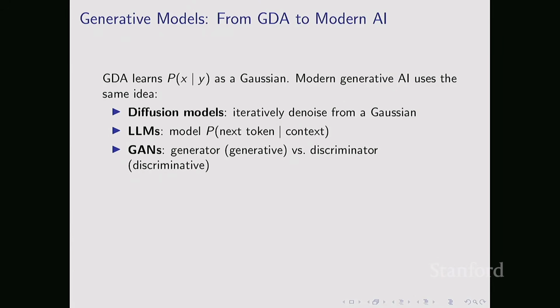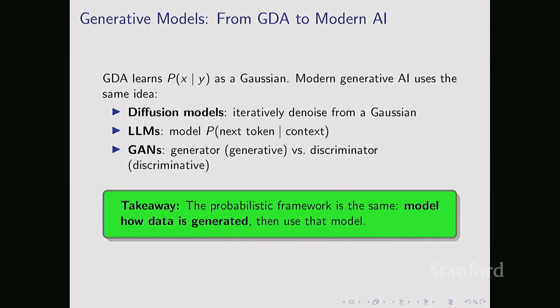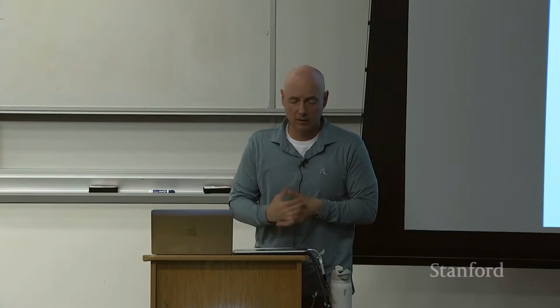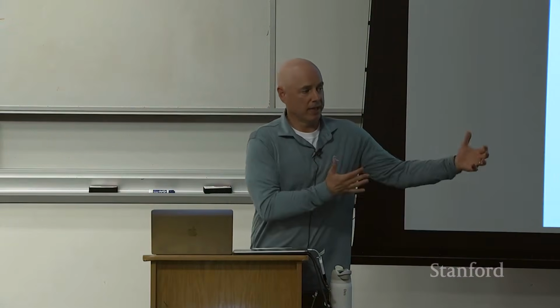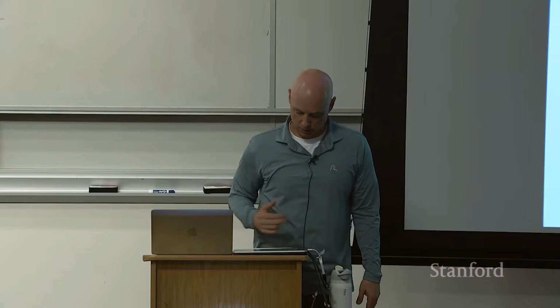GANs, probably no one knows what a GAN is. They are these generative and discriminator models that were really popular in like 2016. And they're still valuable, very cool models. But the takeaway is the probabilistic framework is the same. They model how the data is generated, then they use that model. And this is the simplest variant of this. And don't be worried that it doesn't do that well on linear kinds of problems. It shines much later, and that's why we teach it to you.